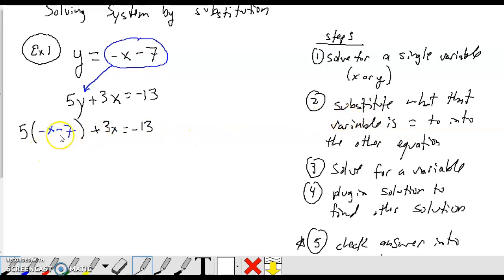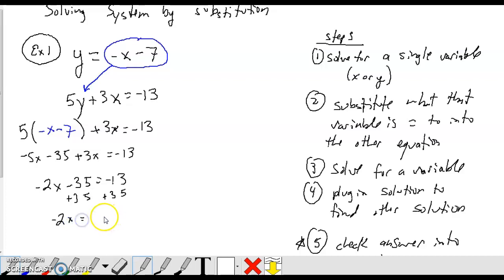And then we're just going to solve for the variable. Notice that we only have one variable, and it's x. So this would be negative 5x, and then minus 35, plus 3x is equal to negative 13. So this will become negative 2x minus 35 is equal to negative 13. Add 35 to the other side. So negative 2x is equal to 22. And then we'll divide, and we get x is equal to negative 11. So we solved for our variable.